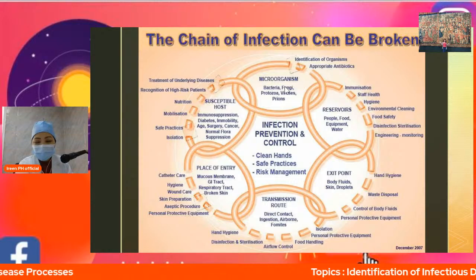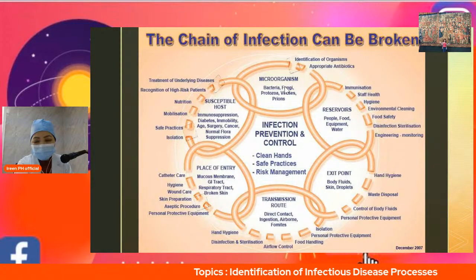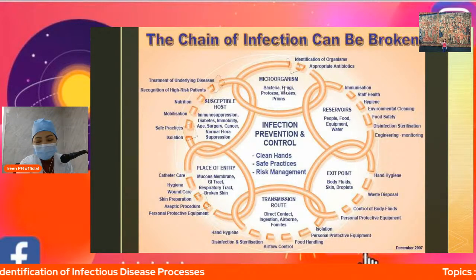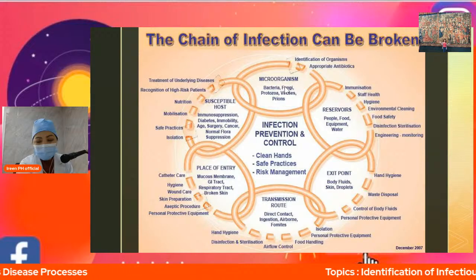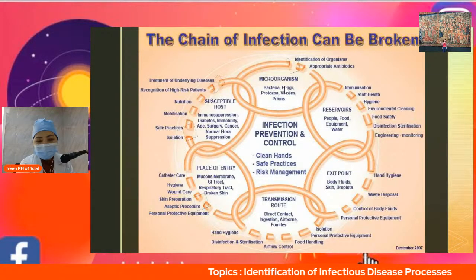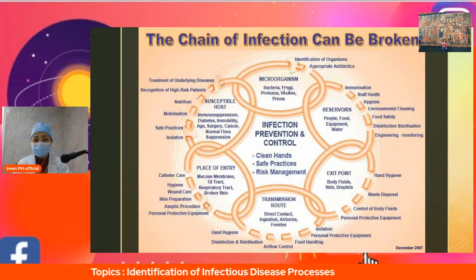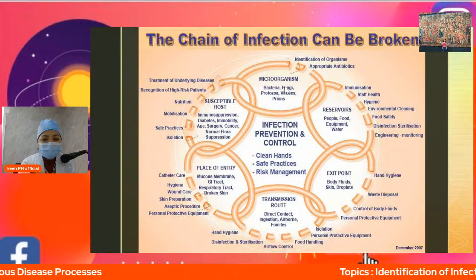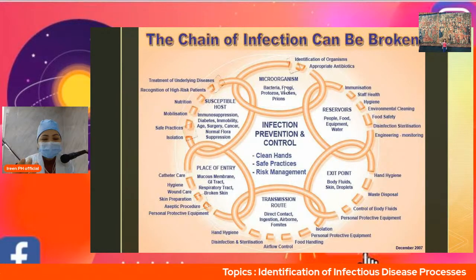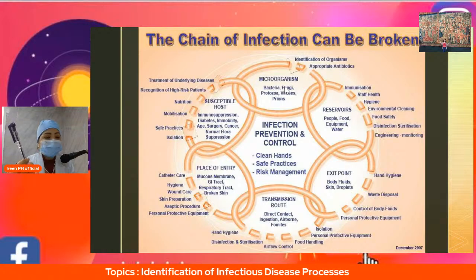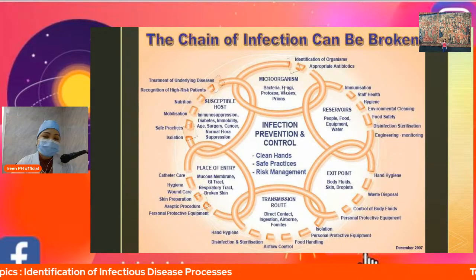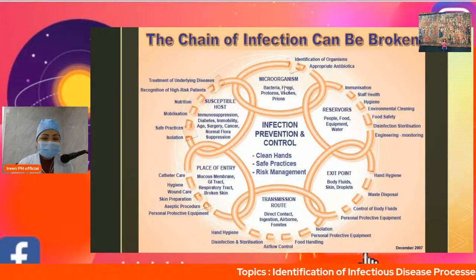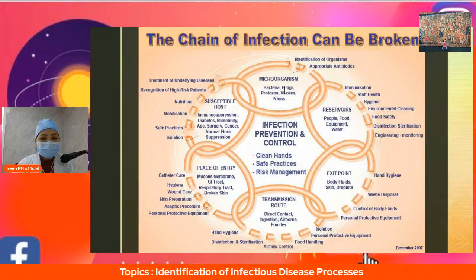Transmission routes include your isolation, personal protective equipment, food handling, airflow control, disinfection, sterilization, and of course, hygiene. Again, in the place of entry, this includes your catheter care and hygiene, wound care, skin preparations, aseptic procedure, and then personal protective equipment. And the last one, the susceptible host.